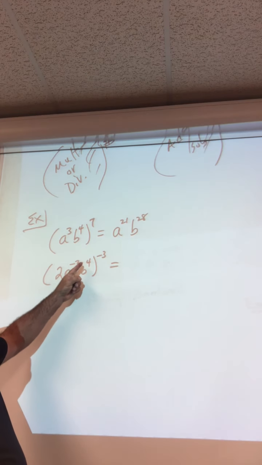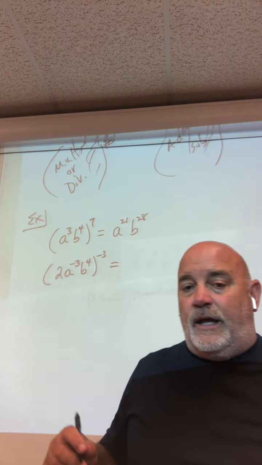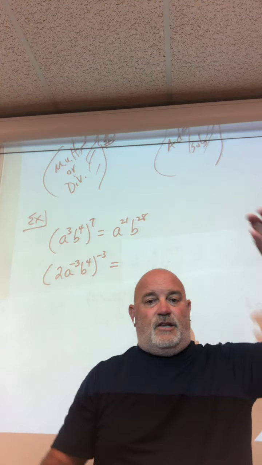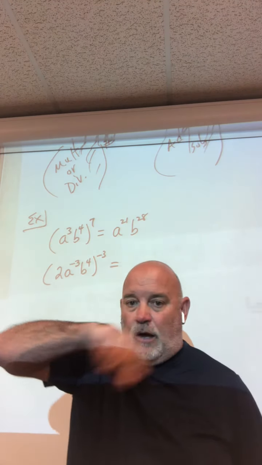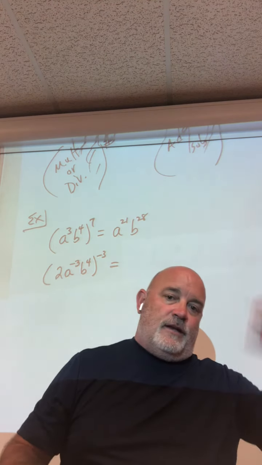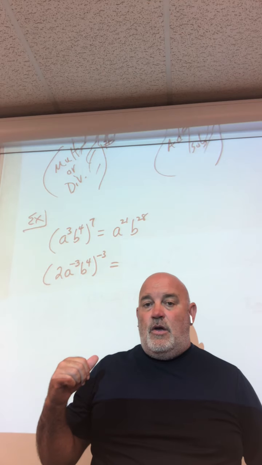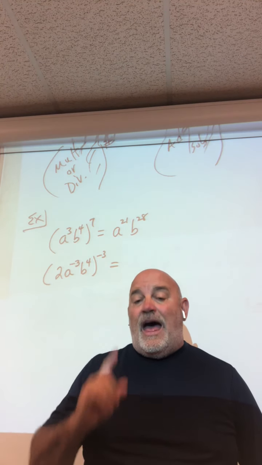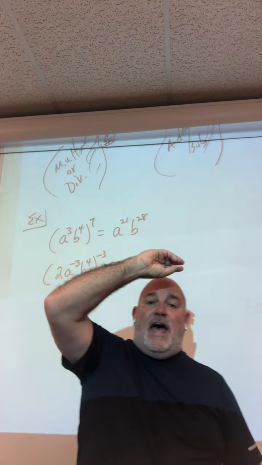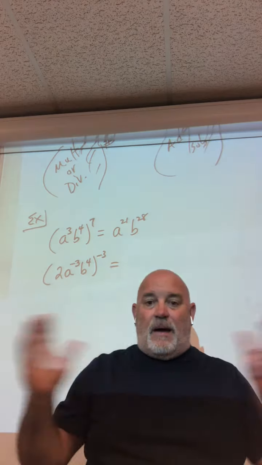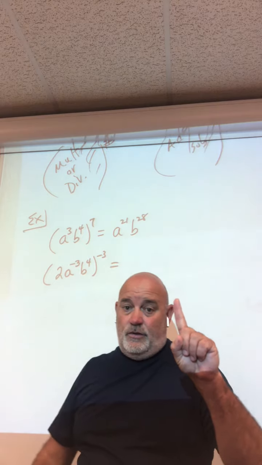2 A to the negative 3, B to the 4, all to the negative 3 power. Now, whenever you've got parentheses and an outside power, you can do them in different orders. You can do all the stuff inside first and then use the outside power. But me personally, when I'm dealing with my exponent rules, if I have an outside power outside of parentheses, I deal with that first so that my parentheses are gone. So I usually do the power rule first.